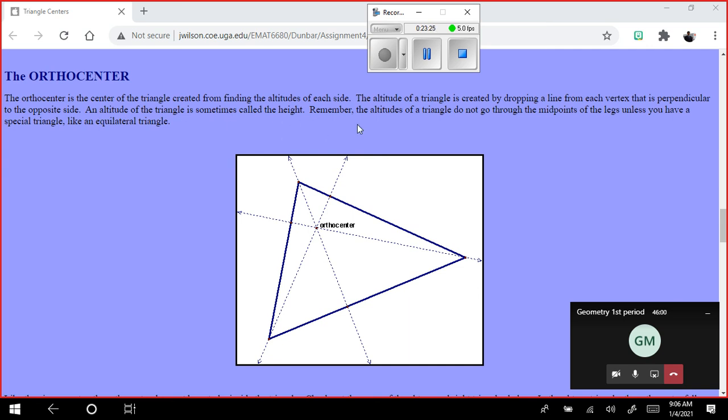Remember, the altitudes of a triangle do not go through the midpoints of the legs unless you have a special triangle like an equilateral triangle. In the majority of cases, it will not go through the midpoints. It will go through the midpoints of the legs only when we have an equilateral triangle. That's what is mentioned in the last part. However, we get the orthocenter whenever three altitudes meet.